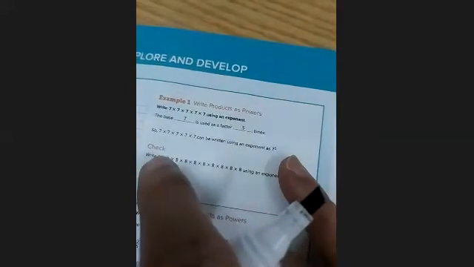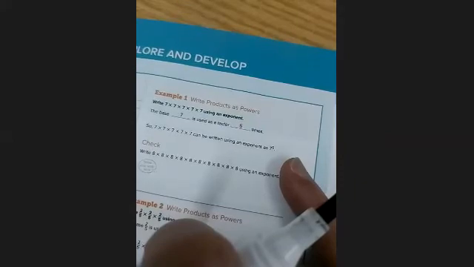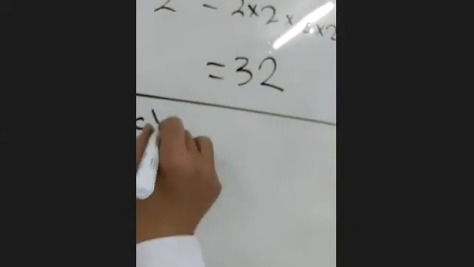Excellent. Can you do the check for me, Muhsin? 8 power 10. Why 8 power 10, Muhsin? Because we have 8 ten times, right? Yes. Excellent. It's an easy idea.